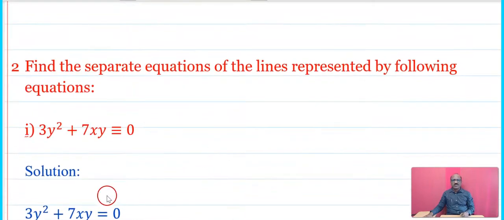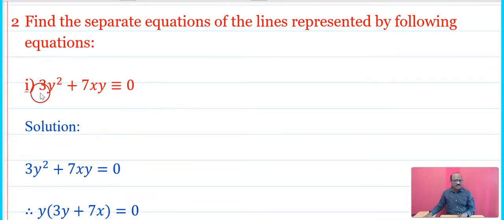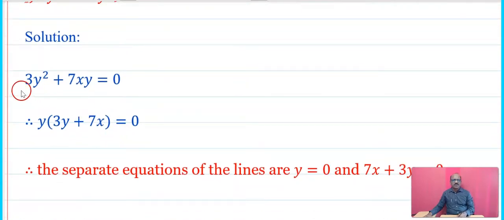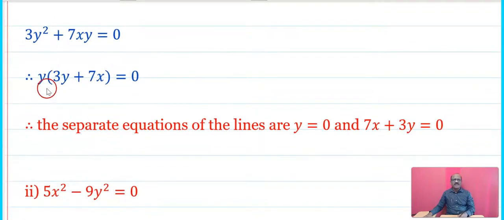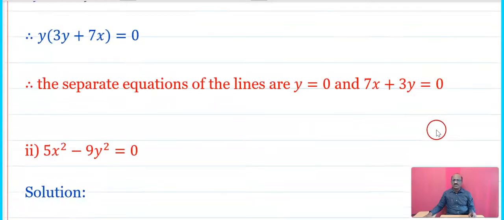Now question number 2. Find the separate equations of the lines represented by the following equations. Here is 3y² + 7xy = 0. From this equation we can take y as common. Then in bracket you will get y(3y + 7x) = 0. The separate equations are y = 0 and 7x + 3y = 0.